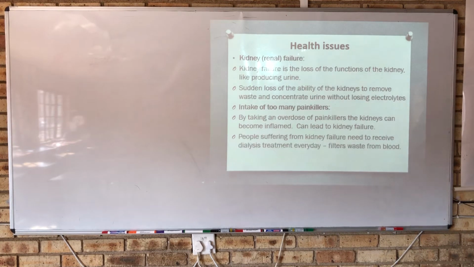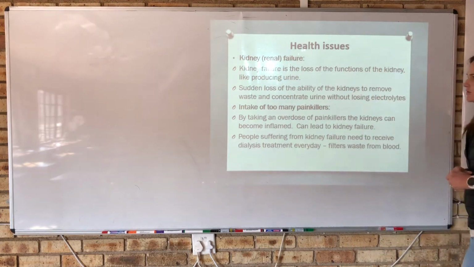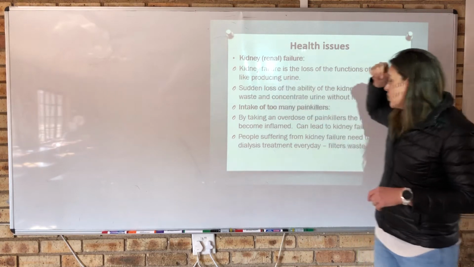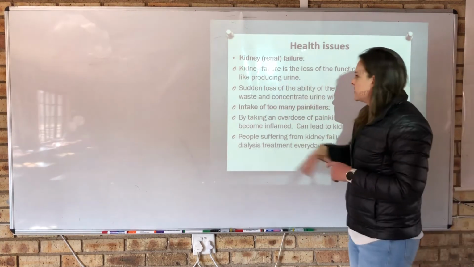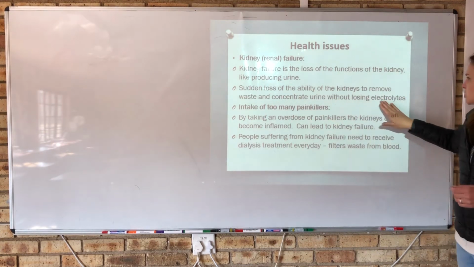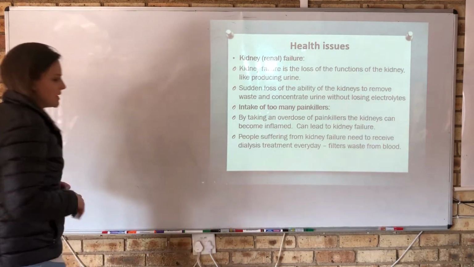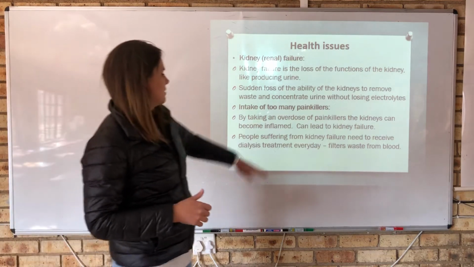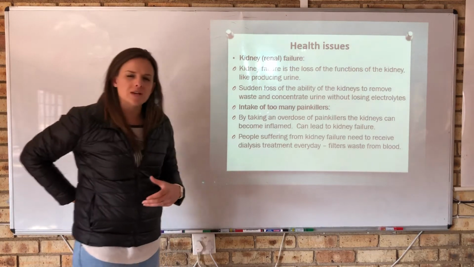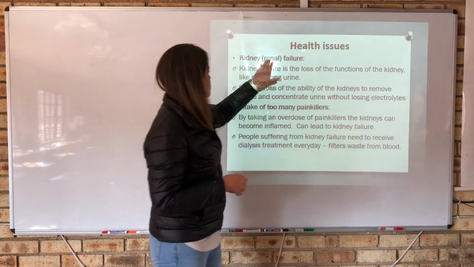The next one is renal failure, kidney failure. Now, kidney failure can be due to a number of reasons. Kidney failure is the loss of the function of the kidney, like producing urine, so it won't regulate and it won't produce urine properly. It is a sudden loss of the ability of the kidney to remove waste and concentrate urine without losing electrolytes. This can be caused by the intake of too many painkillers. By taking an overdose of painkillers, the kidneys can become inflamed and it can lead to kidney failure, or it can suffer from some kind of damage to the kidney. So some kind of impact or damage to the kidney can result in renal failure.